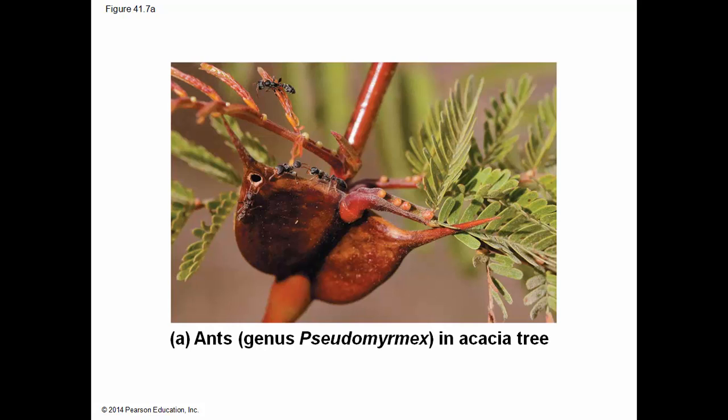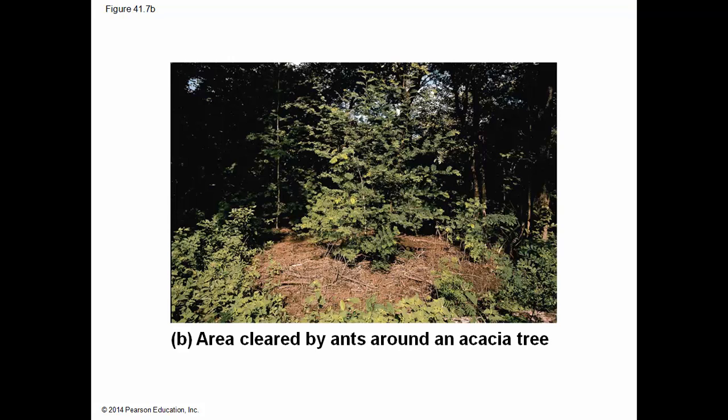Okay, here is a close-up of the ants in their little homes there. The ants feed on nectar produced by the tree and on protein-rich swellings at the bases of the leaves. Here's the area cleared by ants around the acacia tree.